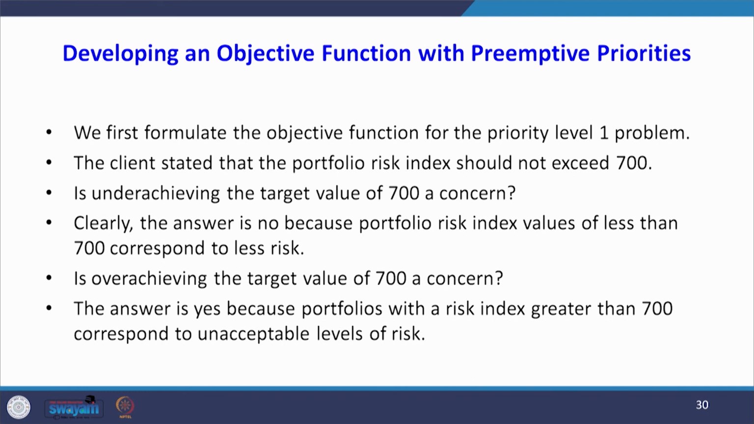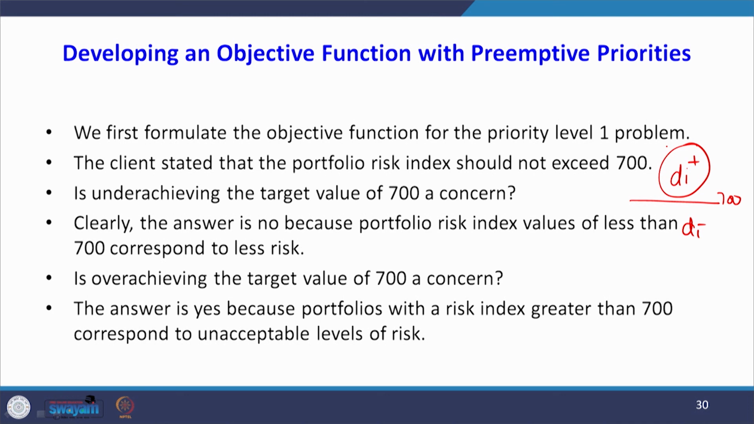The client stated that the portfolio risk index should not exceed 700. Now, there are two things: overachievement, D1 plus, and underachievement, D1 minus. Assume this is 700 on a scale. We have to choose which is more important for the client, because this is a risk. If the value of D1 plus is positive, we are exceeding 700, which is not preferable. If the value of D1 minus is positive, we are underachieving, our risk is below 700, which is preferable. So, overachievement is not desirable, and our objective function is to minimize D1 plus, that is overachievement.